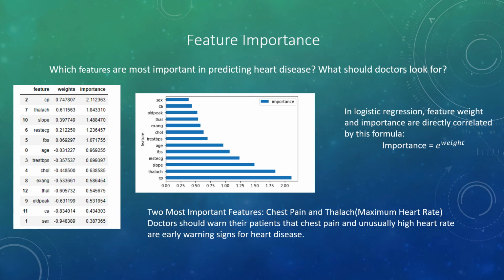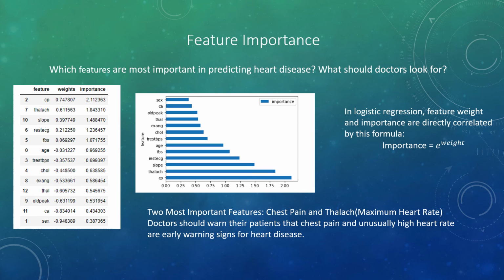In logistic regression, one way we can find the importance of each feature is by taking their weight and doing e to the power of that weight. As you see on the right, the importance equals e to the power of weight. According to our model, the two most important features are actually CP, which stands for chest pain, and thalach, which is a code word for doctors for maximum heart rate.